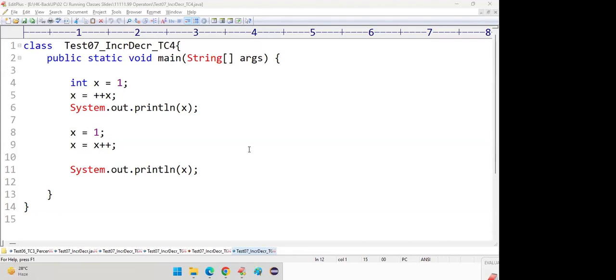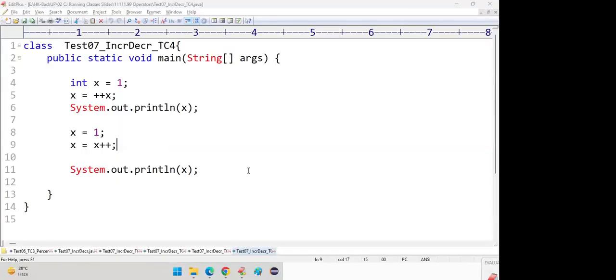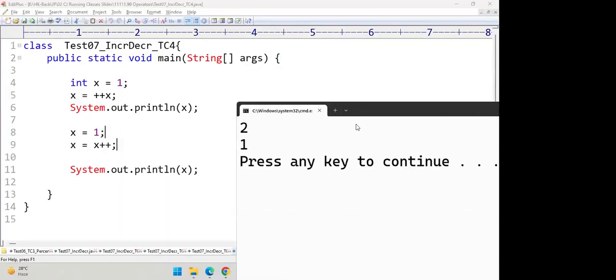Answer is 2-2. Both are 2-2. 2-1, 2-2. How many of you got 2-1? Super.